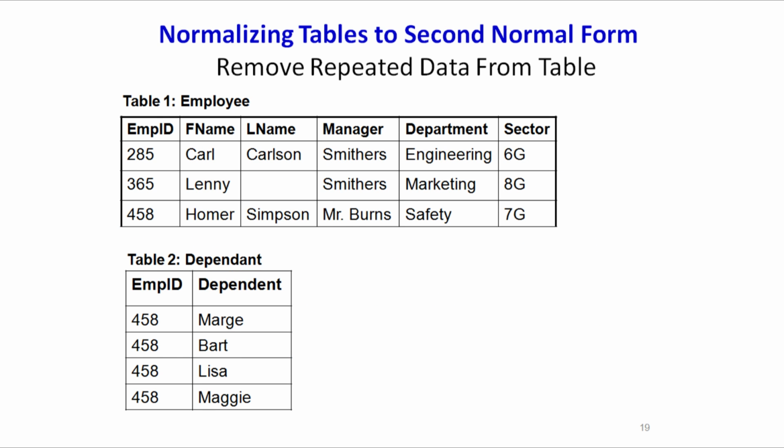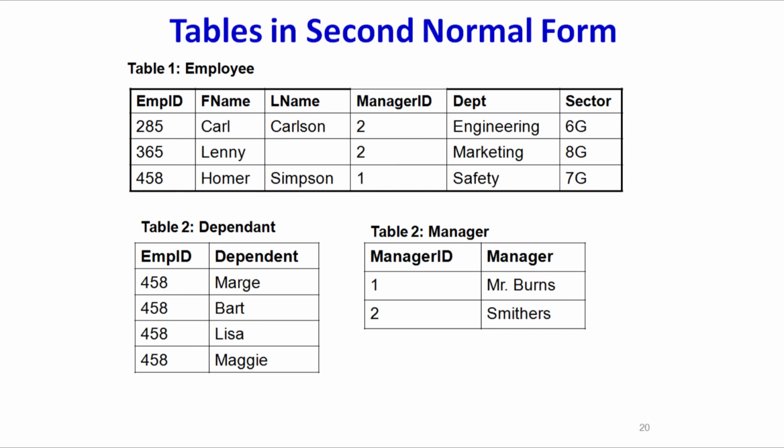Now, how do we normalize the data in first normal form to a second normal form? We continue removing repeated data from the table. Now we get two tables. Table 1, employee, whereby we have employee ID, first name, last name, manager, department, and sector. And then we'll have table 2 for dependent with employee ID and the dependent. So the tables in second normal form will be employee, as we can see, with employee ID, first name, last name, manager, department, and sector. Table 2 is dependent with employee ID and dependent. Table 3 is manager with manager ID and manager.